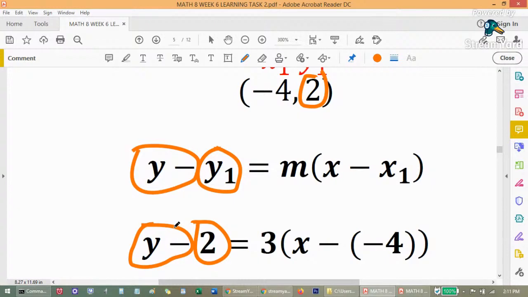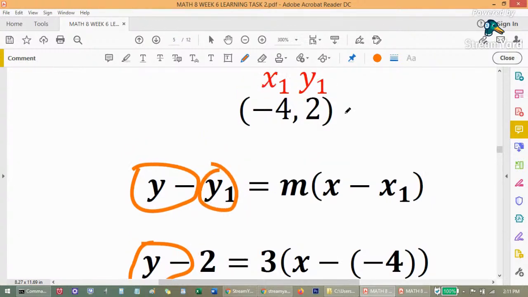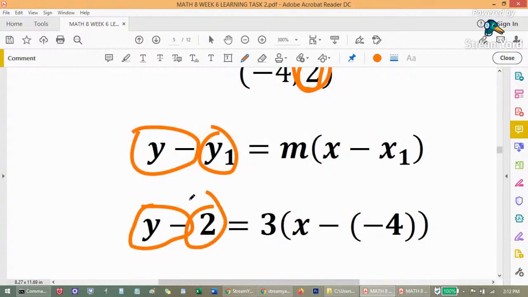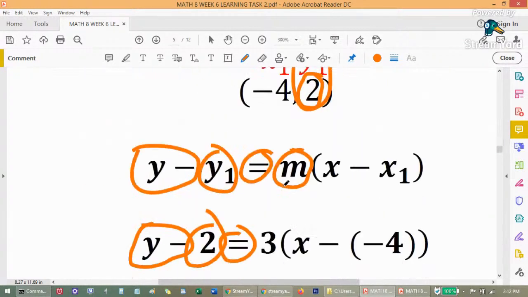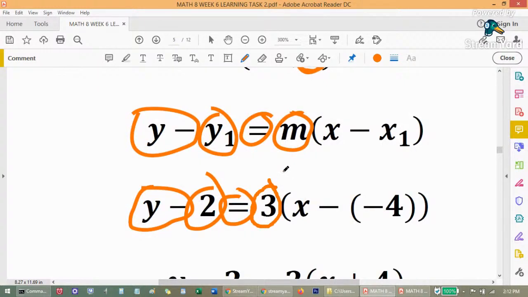Okay? So, itong y sub 1 natin is 2, papalitan natin ng 2. And then equals, itong m natin, binigay sa atin ang m is equal to 3. So therefore, lalagyan natin ng 3 dito.